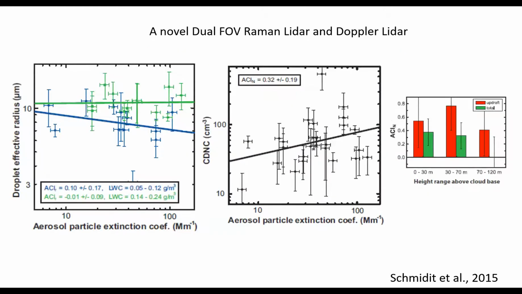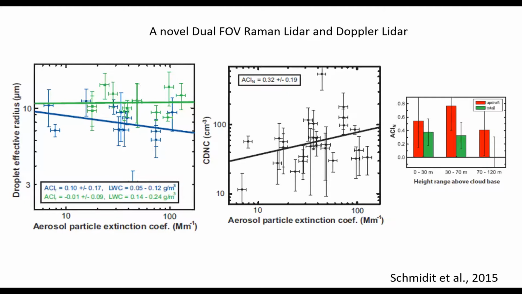So similarly, Schmidt et al. 2015, they have also used a lidar system for the aerosol cloud interaction studies. But this study is a peculiar, a novel study, because in this study they have used only lidars, all lidars. They have used a dual field of view Raman lidar for getting both aerosol and cloud properties: aerosol extinction, cloud number concentration, and then cloud effective radius. And then they have used a Doppler lidar for getting the wind information, so whether there is any updraft or downdraft.